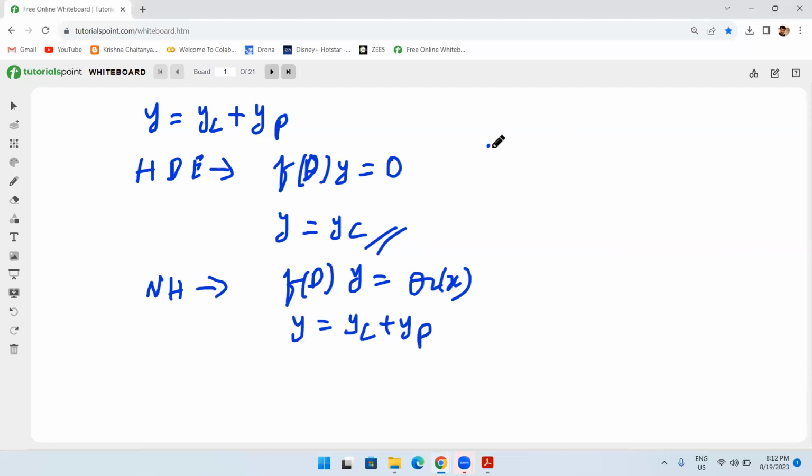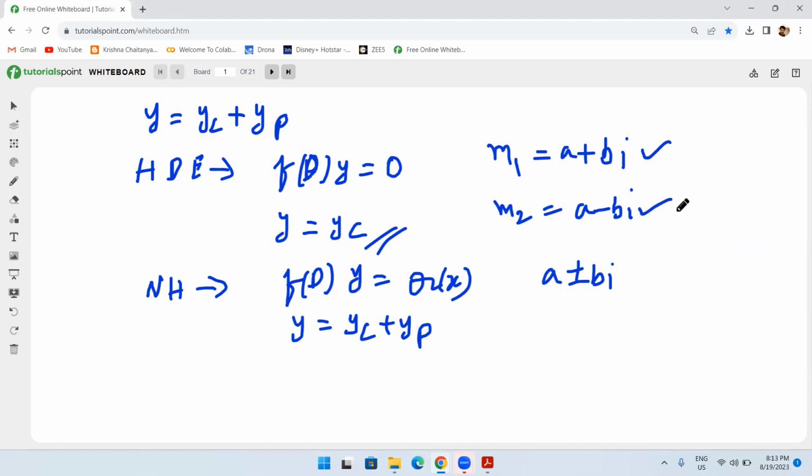the first root is m1 equals a plus bi, m2 equals a minus bi. So combinedly we write a plus or minus bi. This is complex, this is also complex. What's the conjugate of a plus bi? A minus bi. What's the conjugate of a minus bi? A plus bi. That's why combinedly we call them complex conjugates.